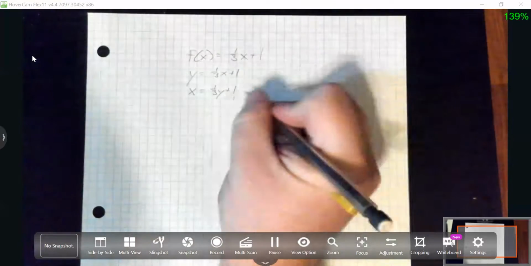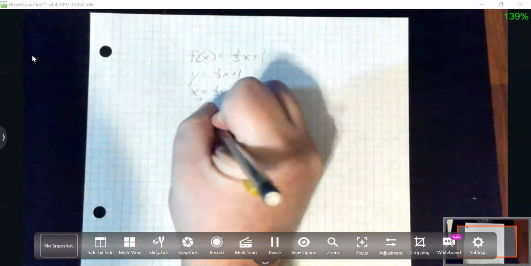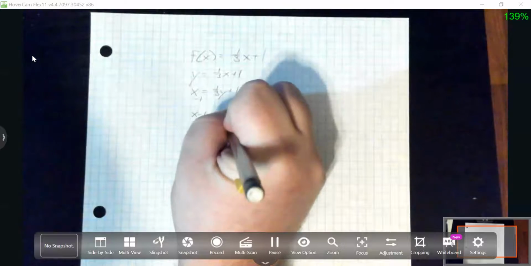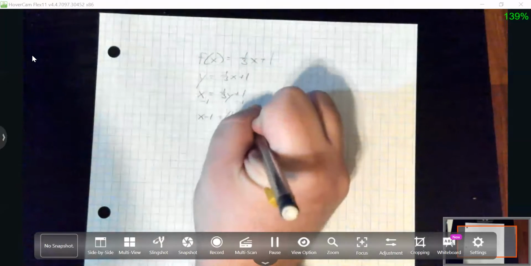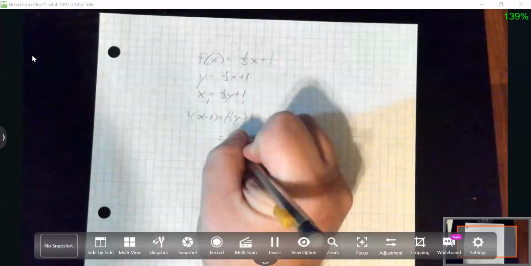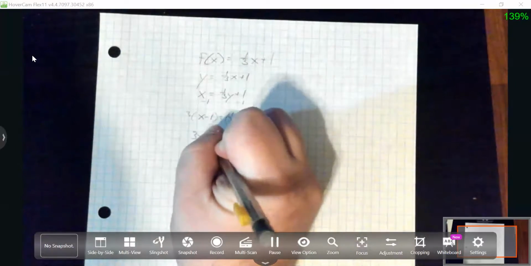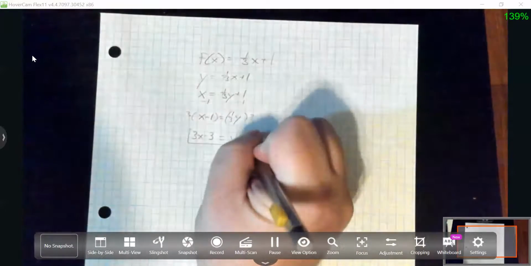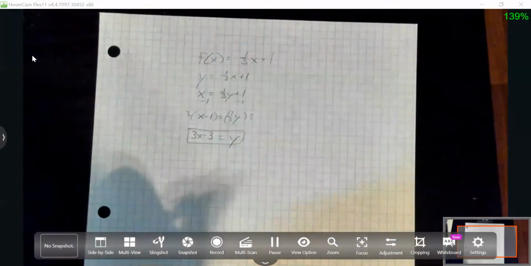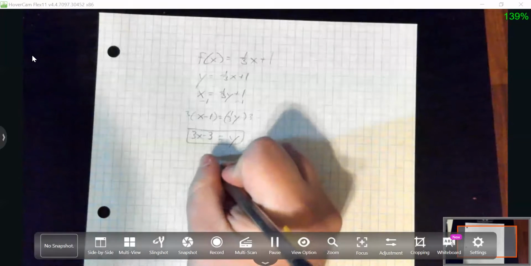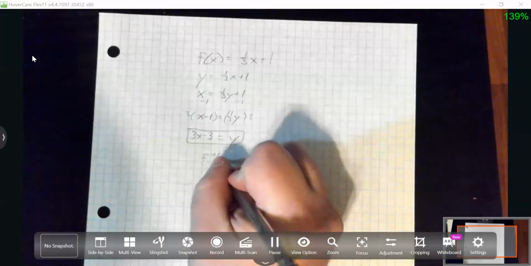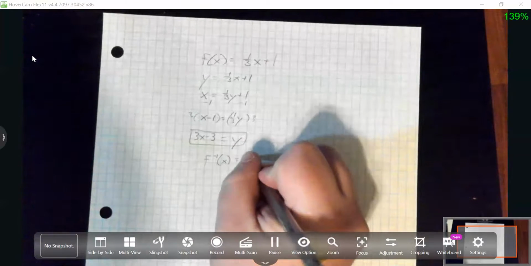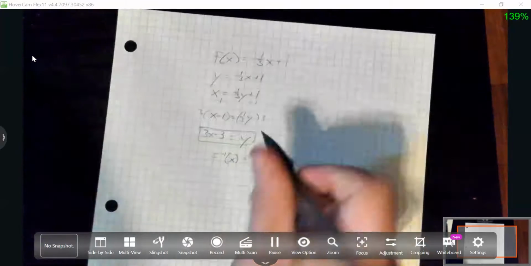So in this case, I'd subtract 1 from each side, giving me x minus 1 equals 1/3 y. And then finally, I'd multiply both sides by 3. So I'd get y equals 3x minus 3. This would be our inverse. In inverse notation, we would have written that as f inverse, with that little -1, of x equals 3x minus 3.